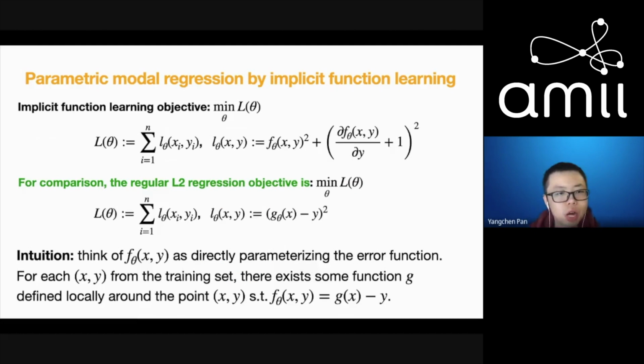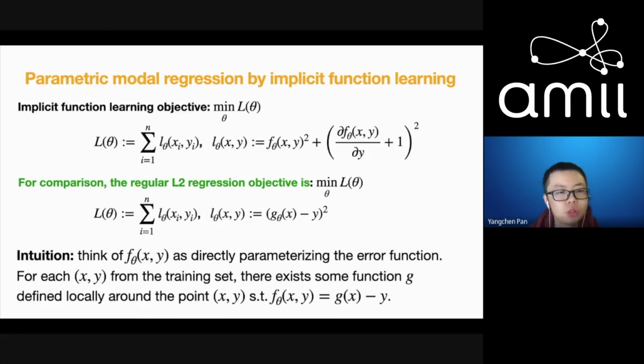So let's take a look at the implicit function learning objective. Given the point (x, y), there are two parts in the loss function. The first part is f subscript theta, f parameterized by theta, of (x, y) squared. And the second part is we try to push the partial derivative of f with respect to y equal to -1. For comparison purposes, I also put the regular L2 regression objective here. L2 regression simply minimizes mean squared error, and we parameterize a function g parameterized by theta, and this function only takes x as input.